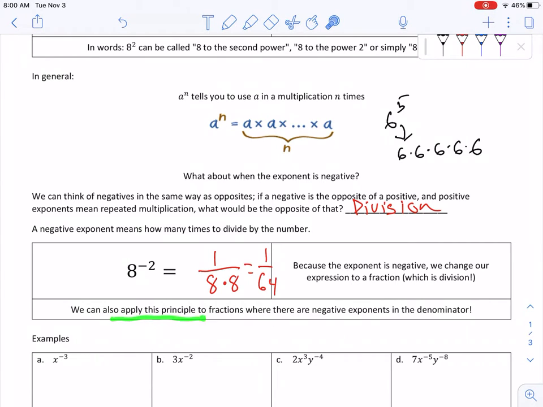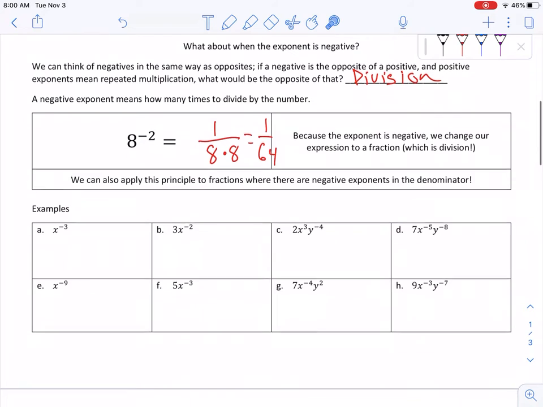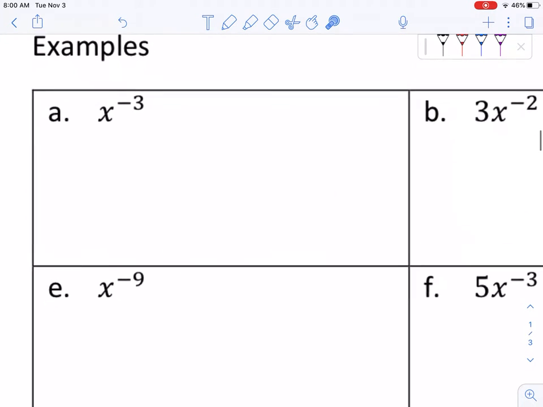We can also apply this principle to fractions where there are negative exponents in the denominator. So if I have a negative exponent in the denominator, I can move it to the numerator to make it positive. And you'll see some more of that again in the examples. So let's take a look at some examples.